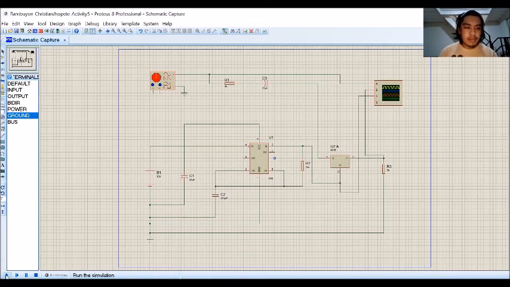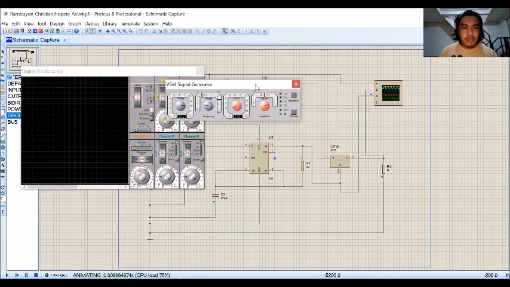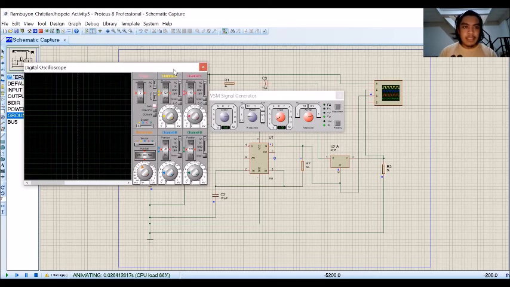Begin simulating it. Now this is one of the other features of ISIS, that arranging it during simulation provides a better waveform result.